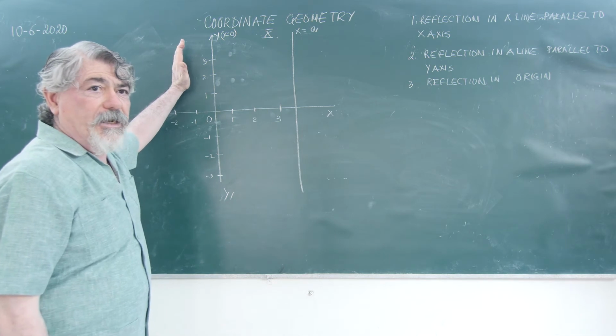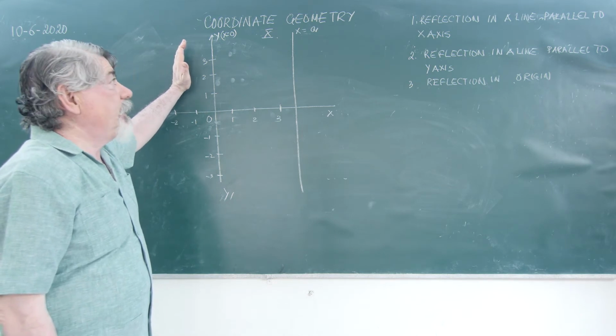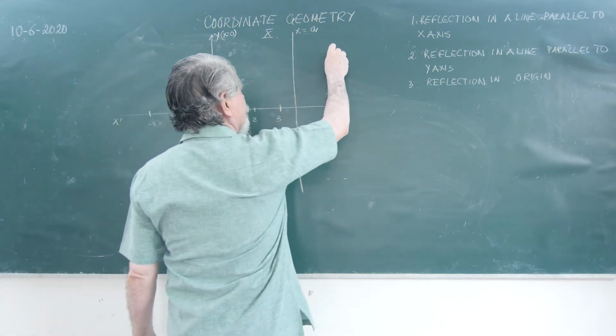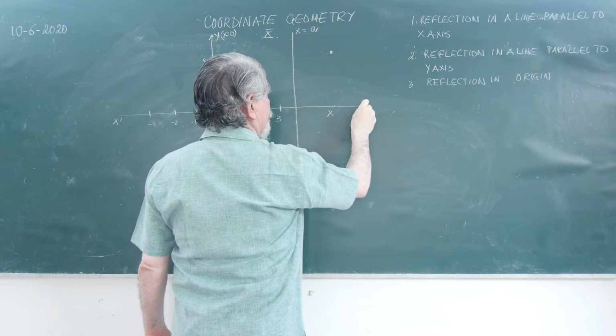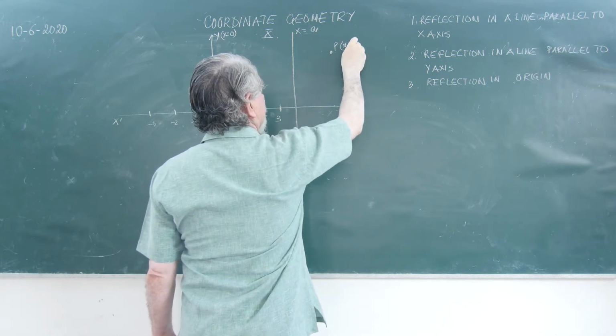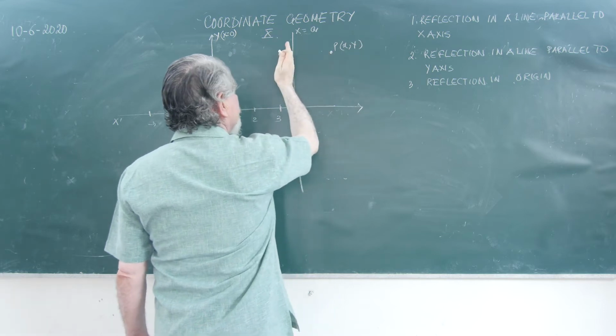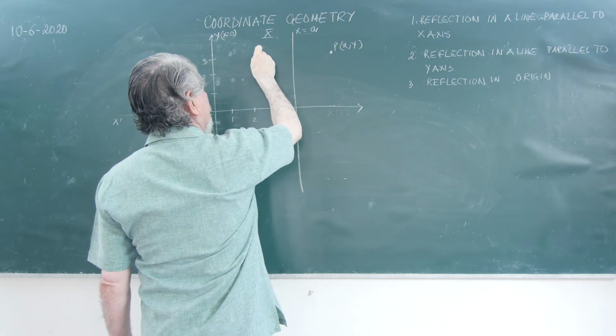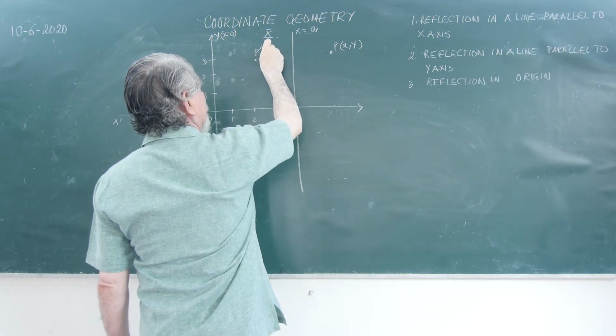I want to reflect a point in it. Again I take a point P (x, y) here. Now when I reflect this point in this line, obviously it will come to this side here, P dash. P dash will come as (alpha, beta) suppose.